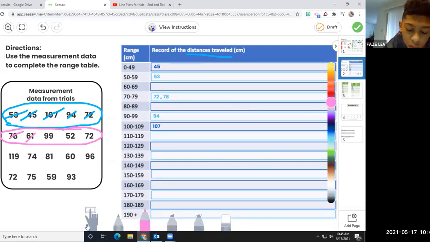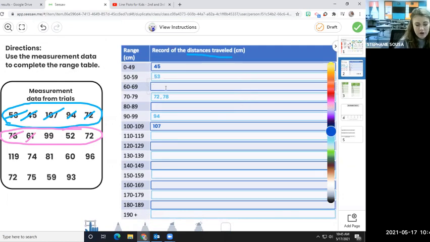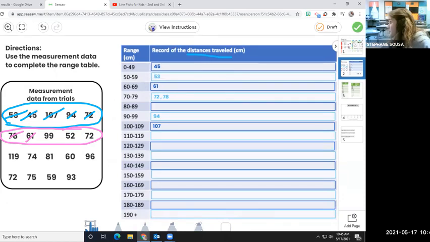60 to 69. That is correct. 61 is in between the numbers 60 to 69. Next up, we got 99. Where does 99 go?